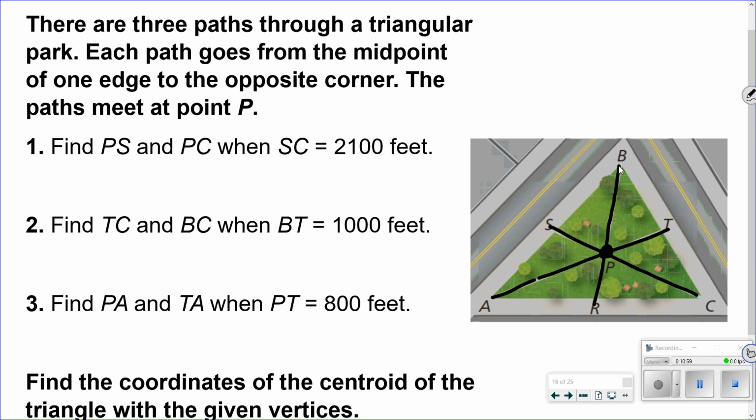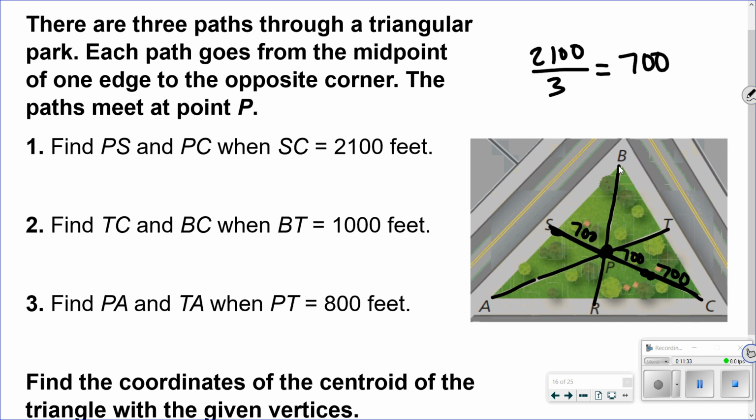Number 1 says, find PS and PC if SC is 2,100 feet. So we know that the entire thing, SC, is 2,100 feet. So I'm going to take that and I have to divide it into those pieces. What you can do, and this may be the easiest way, is you can just divide it by 3. 2,100 divided by 3 is 700. And what that means is you're dividing this into thirds. So from there to there would be 700. And then if I split this one in half, that would be 700, and that would be 700. So really you're dividing it into thirds.